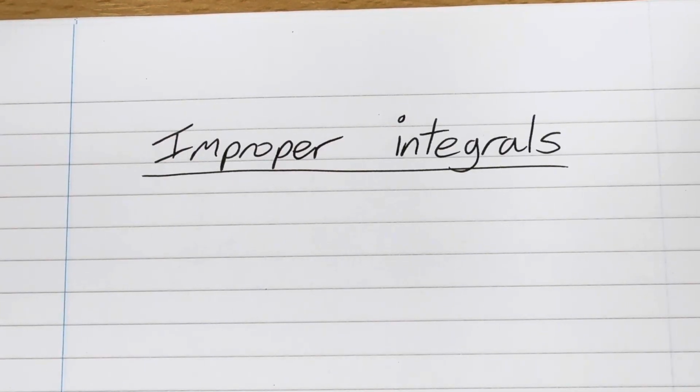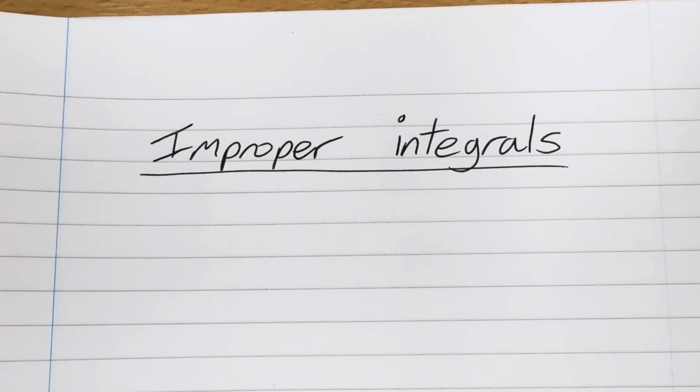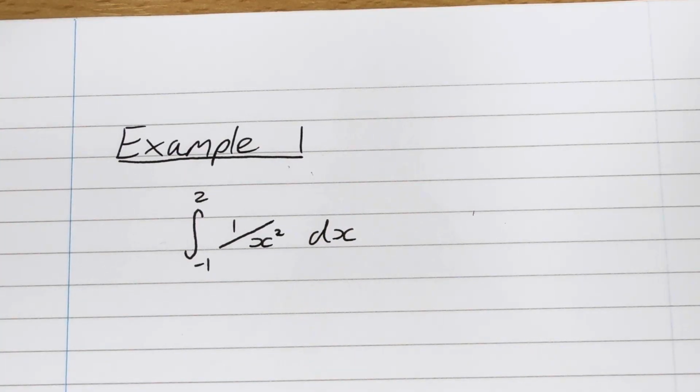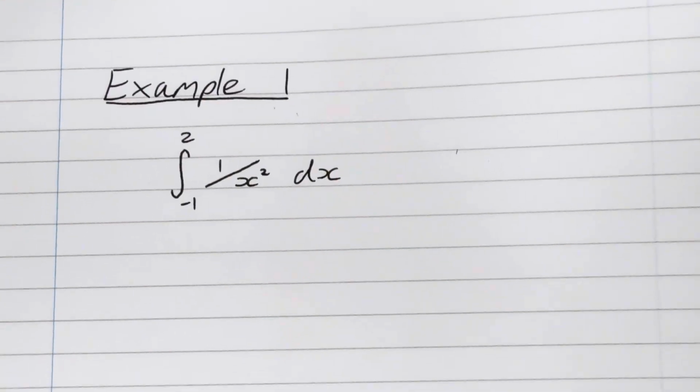Hello! In this video we are going to look at one of two types of improper integrals. An improper integral could have a vertical asymptote or a horizontal asymptote, and in this video we'll consider ones that have vertical asymptotes. So let's take this as an example to start with, and let's pretend that I don't notice that there is a vertical asymptote when x is 0.